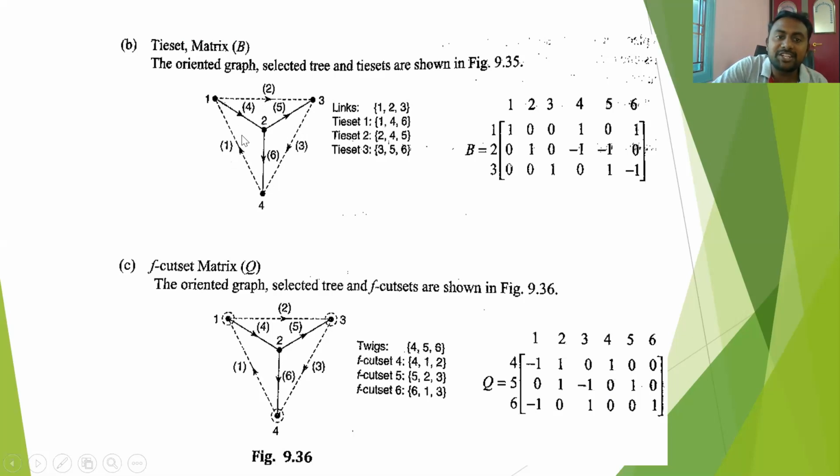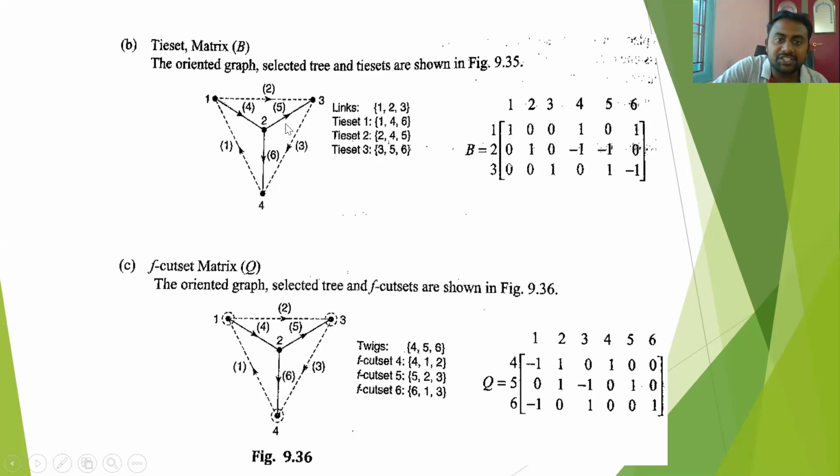Always the loop direction and the link direction are the same. If I consider this direction, 1 is following the same, 4 is following the same, 6 is following the same. So if the direction is the same, we place plus ones. So 1 is plus 1, 4 is plus 1, 6 is plus 1. For the second loop, the loop direction and the link direction are the same for 2, while 5 is opposing, 4 is opposing. Opposing means we write minus 1, so 2 is plus 1, 4 is minus 1, 5 is minus 1.